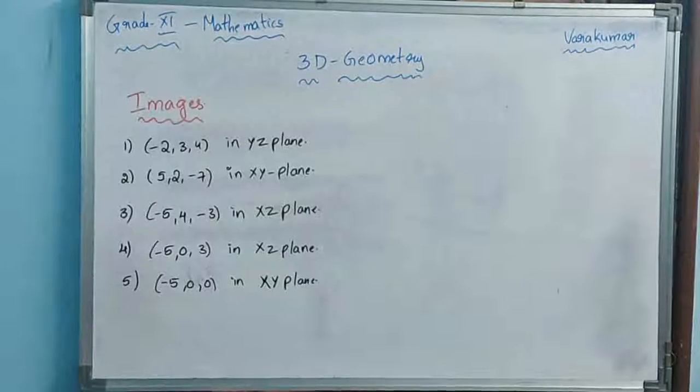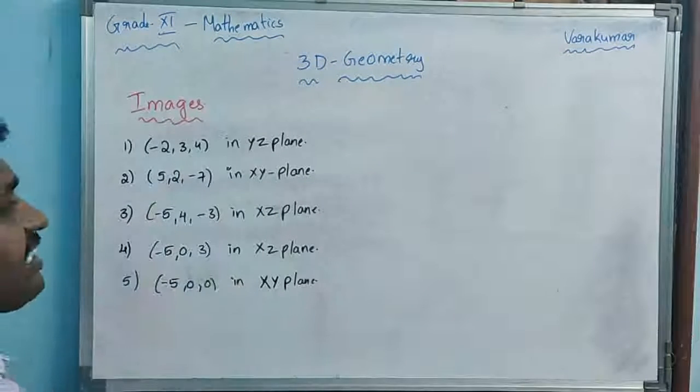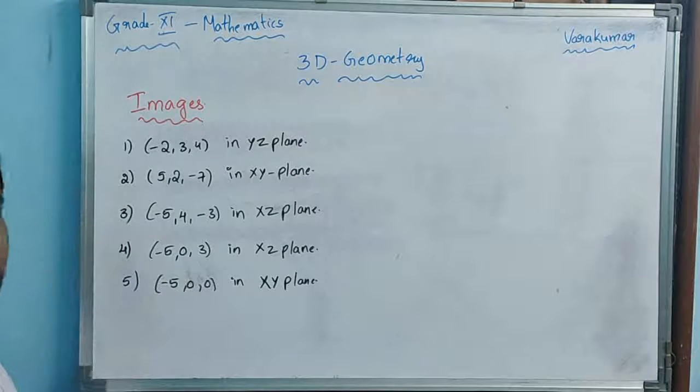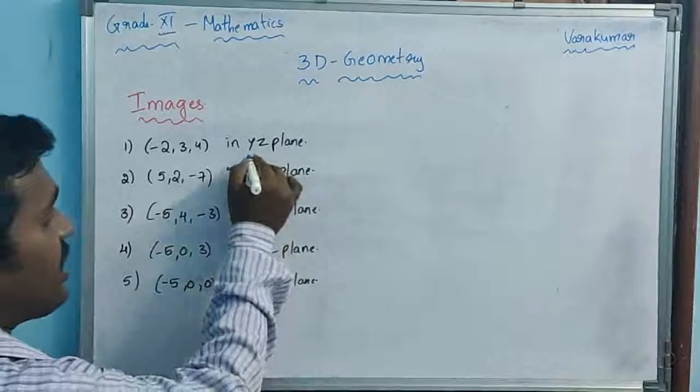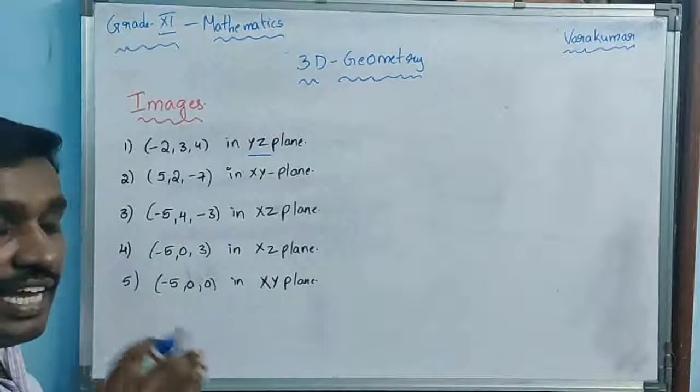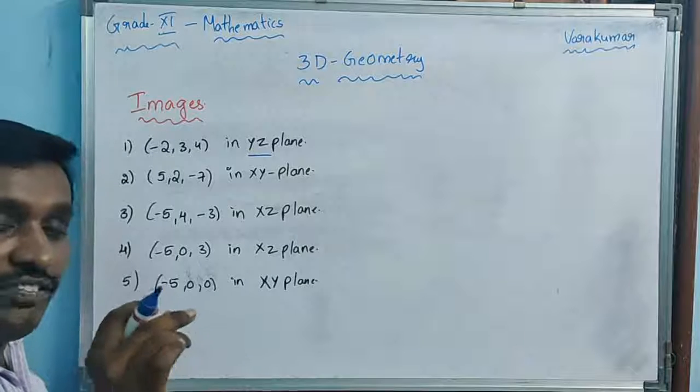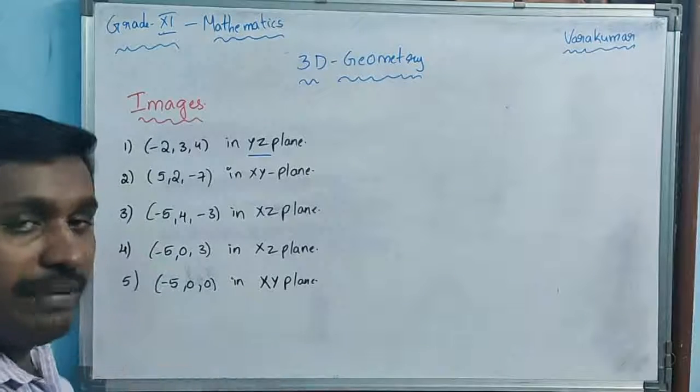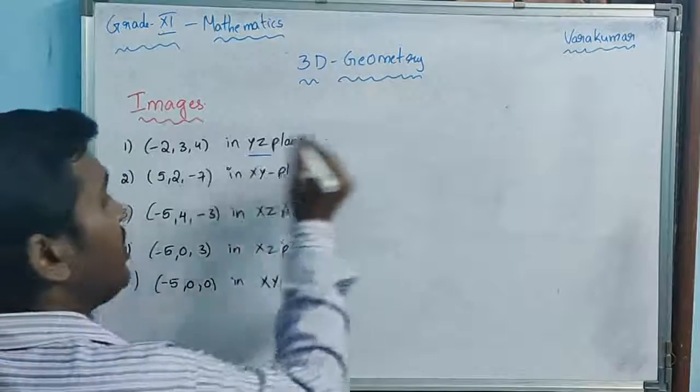Right. Some more concepts: how to find the images with respect to the x-axis, y-axis, and z-axis. We have learned all this in 9th standard. Now similarly, minus 2, 3, 4 in the yz plane, what is its image? See here, he said yz, right? Then X is missing, so you change the value of x. If it is plus, make it minus. If it is minus, make it plus. So that will be the image.